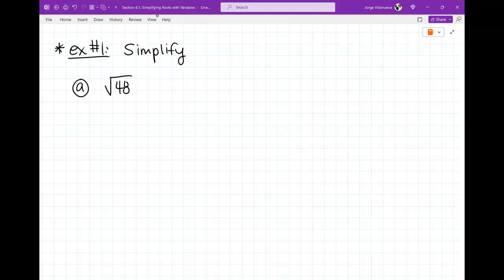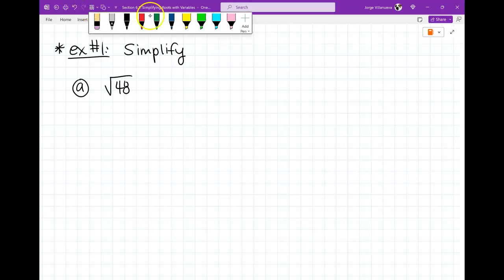Okay, how do you look for it? So this is a square root of 48. Notice the index is not there. It's missing. So if the index is missing, it's going to be a square root. What I'm going to do right now is try to break this down into any multiple that gives me 48, that hopefully has a square root. So I'm going to do a little bit of scratch work.